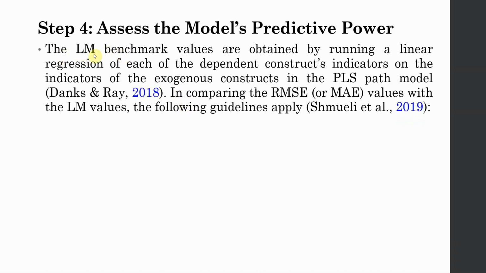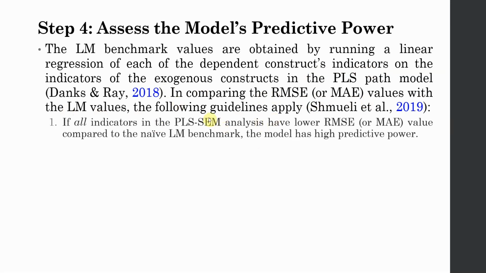Now, the linear model benchmark values are obtained by running a linear regression of each dependent construct's indicators on the indicators of the exogenous constructs in the PLS path model. So you are simply running a linear regression model whereby you are assessing the impact of the indicators of the exogenous constructs on the dependent construct's indicators. And then you compare the RMSE values with the LM values. And these are the guidelines that we are going to use.